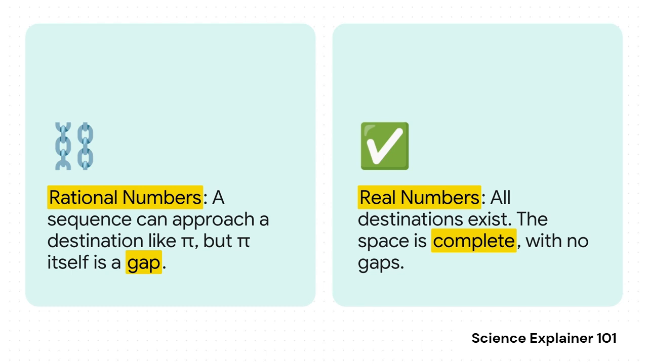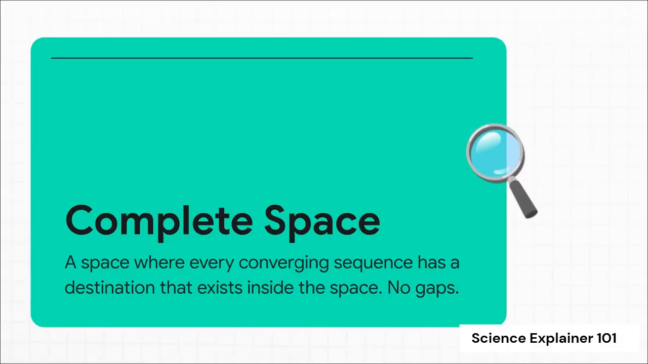But the real numbers, well, they complete the line by filling in all those gaps. For every sequence that's heading somewhere, the destination is already there, waiting for it. So that's our first rule, plain and simple. A complete space is a space where every sequence that looks like it's converging on a point is guaranteed to land on a point that's actually in the space. No gaps, no missing points, it's all there.